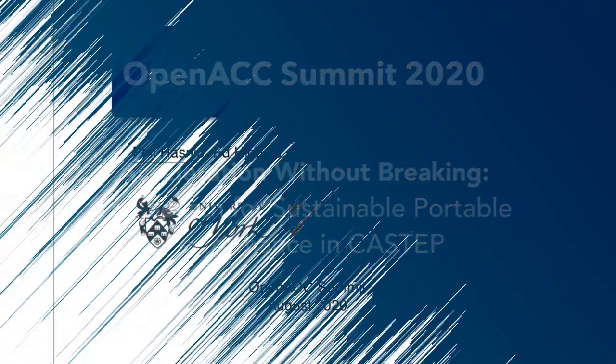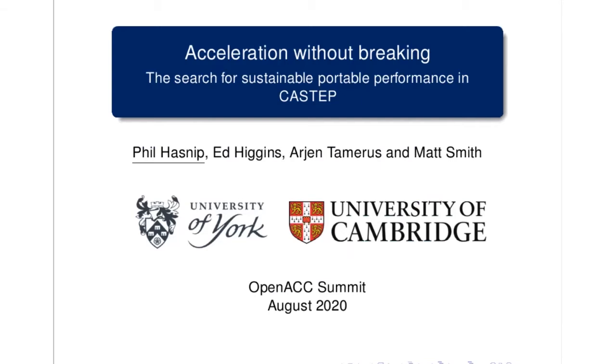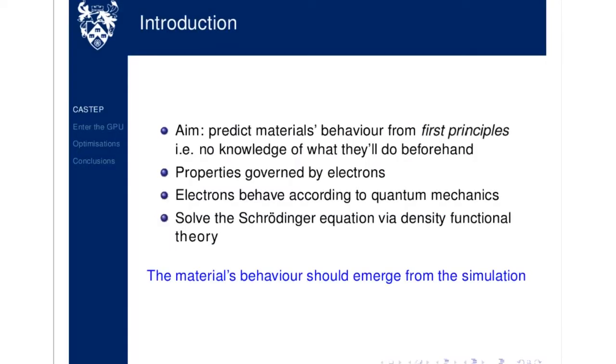I'd like to tell you a little bit about CASTEP. First of all, to tell you a little bit about what it does. The aim is to predict materials behavior from first principles. What that means is not having to know what it does beforehand. So not having to know whether your material is a metal or an insulator or whether it's chemically reactive or not. The idea is that we can essentially just put the fundamental physics into the simulation and all the properties of the material will emerge.